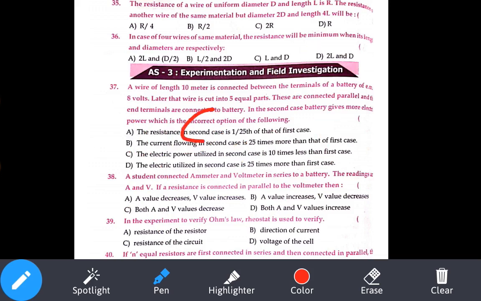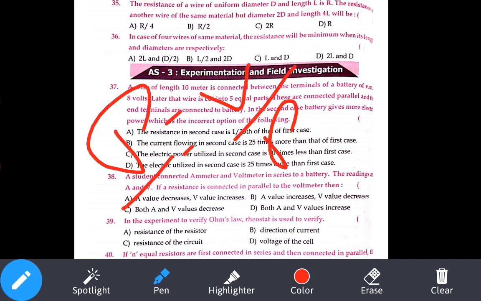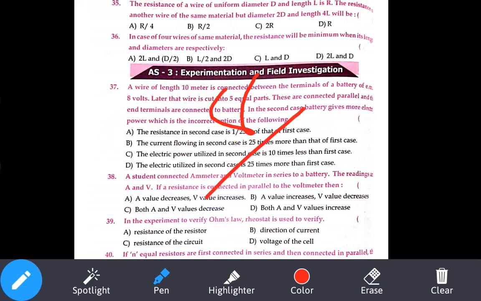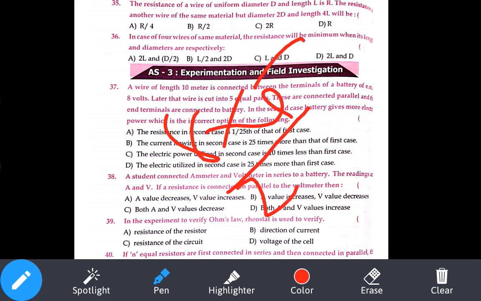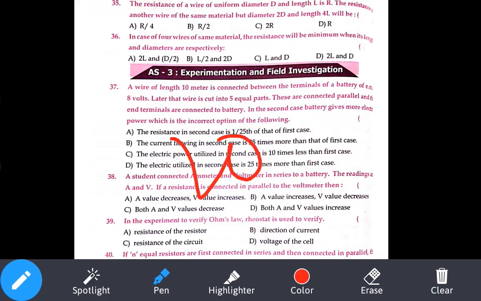Now what are they asking? In the second case, the power gives more electric power, which is the incorrect option in the following. Let's find out the current value. I equals V by R. What is the V value given? 8. R value we have got 2R by 5. So we get 8 into 5 by 2R. 5 fours are 20. So you can say 20 times. If you observe the second option, they have given 25 times. That is our answer. Option B is our answer.